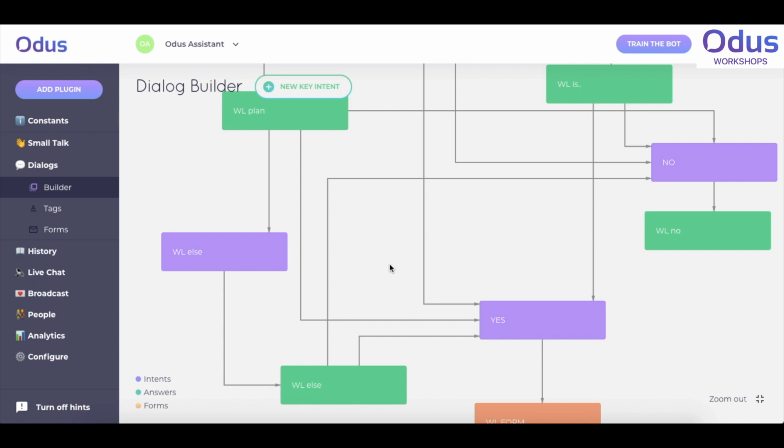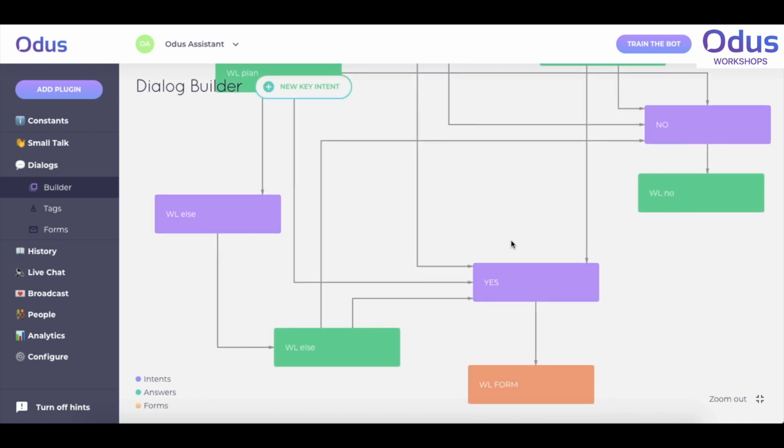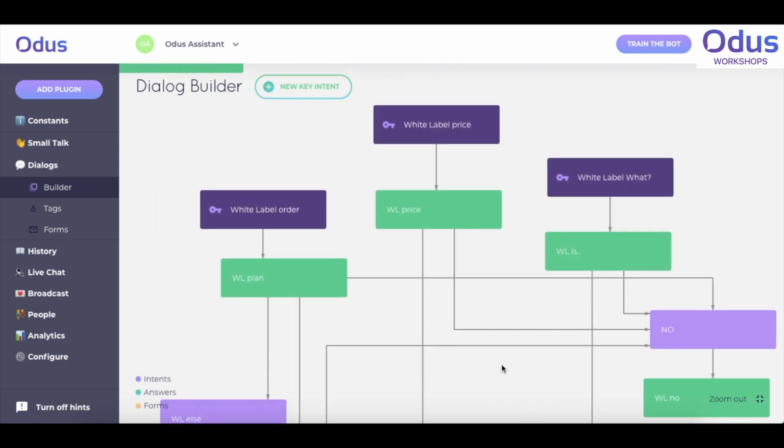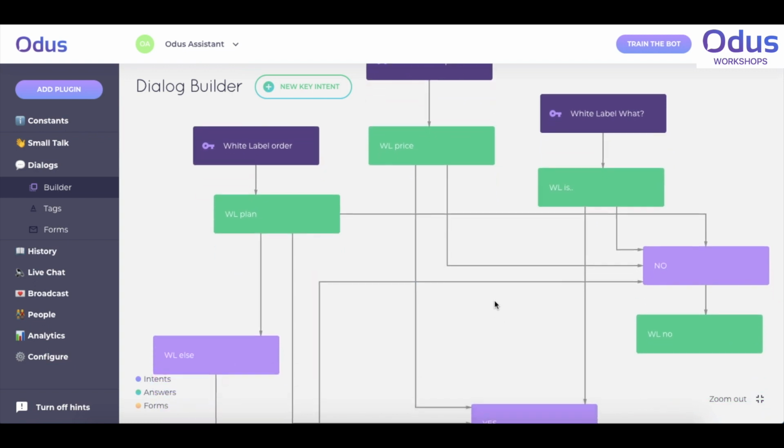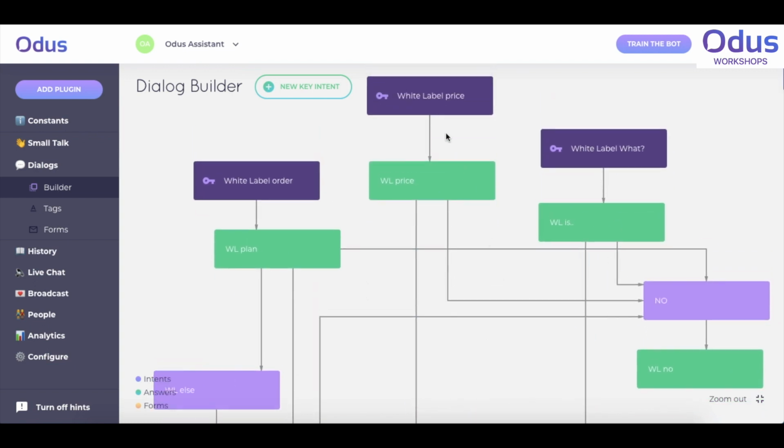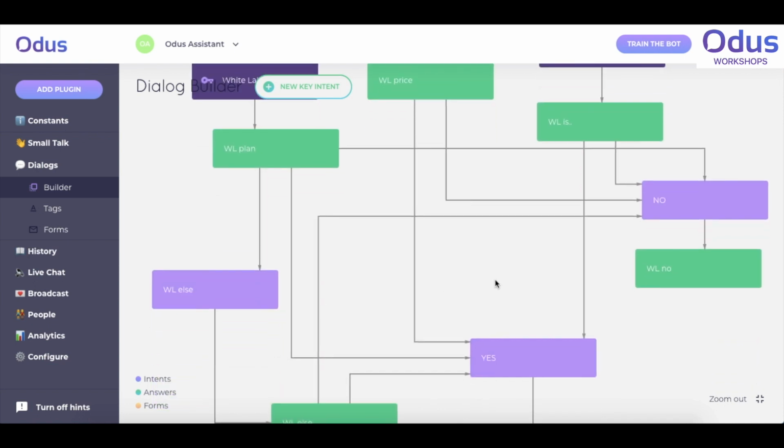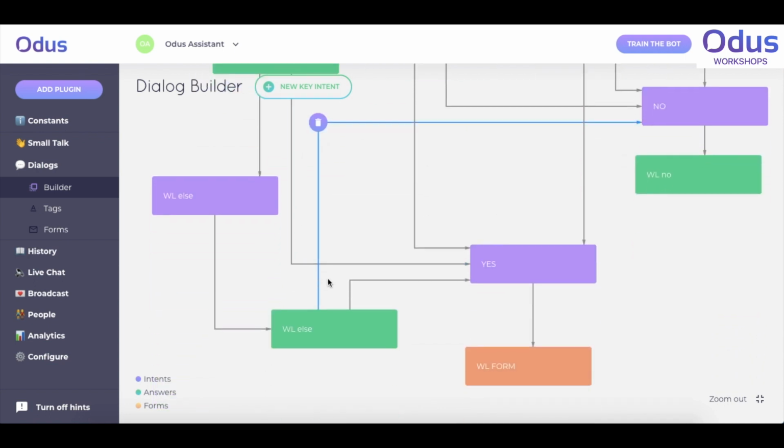But at some point on the dialogue, they lead to one intent that merges them all together. And then this intent leads to the form that is the exit of the dialogue. Let's have a look again. Three key intents. Each of key intent has the separate storyline, and then they merge here.